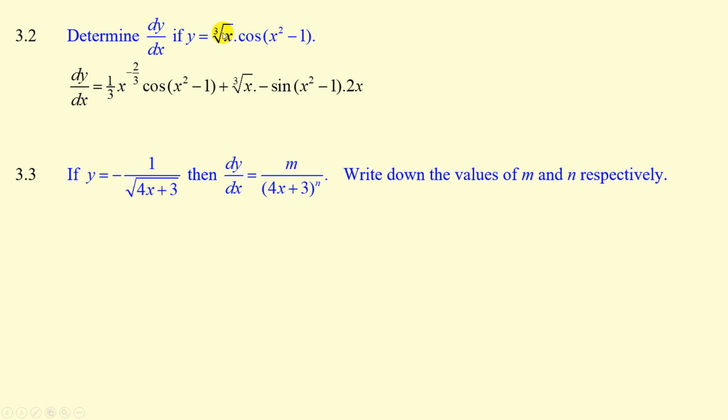So therefore, x to the 1/3 becomes 1/3 x to the minus 2/3. That's derivative of the first times the second as it is, plus the first as it is times derivative of the second. Outside function cos, so it becomes minus sine, and the inside stays the same, then multiply by derivative of the inside.